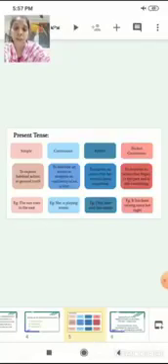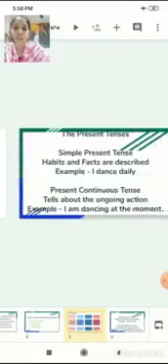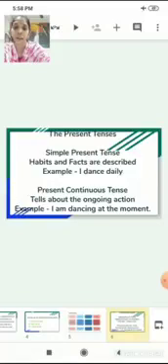Then present continuous tense. Present continuous tense describes an action in progress or continuity of an action. So it describes an action which is in progress or continuity of an action. For example, she is playing tennis. I'll give you another example. I am dancing at the moment.